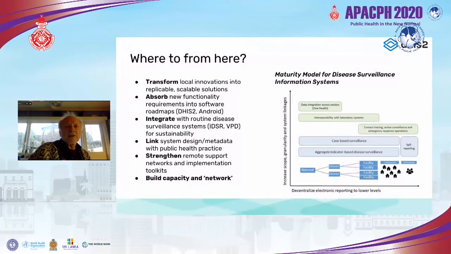So let me just finish with some final words on where we are going from here. I think one thing that is important that I haven't mentioned so far is that in most countries, disease surveillance is in one department, and say the HMIS and other health information services are in different departments. So very often you don't really have a good integration of disease surveillance into the general information system.